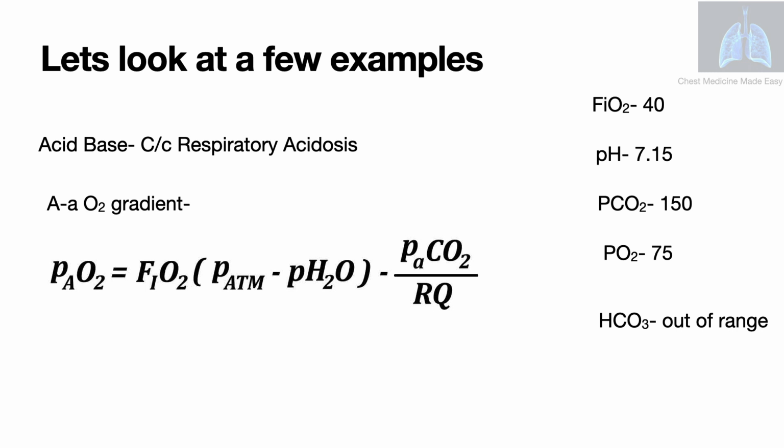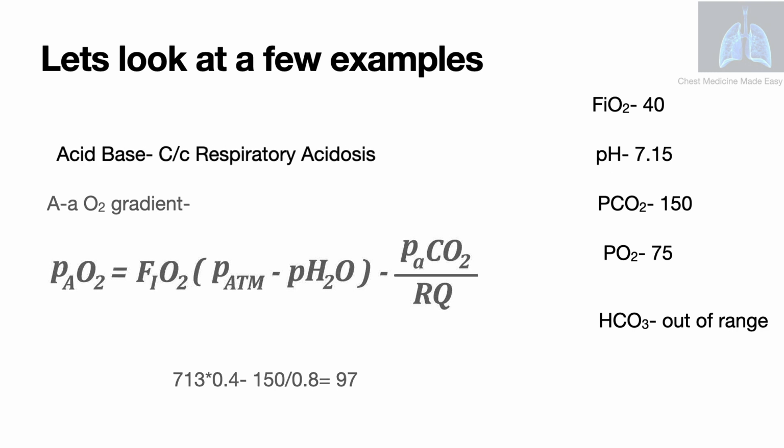The atmospheric pressure minus the saturated water vapor pressure minus the PaCO2, which here is 150, divided by respiratory quotient, which is 0.8. So it will be 713 multiplied by 0.4, which is your FiO2, minus 150, which is the PCO2, divided by the respiratory quotient, which is 0.8. And this is 97.